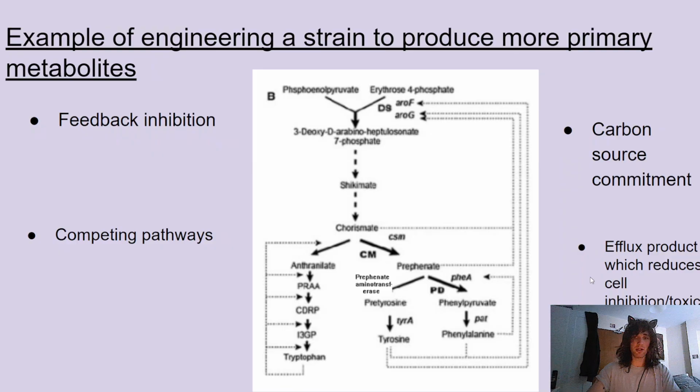Something that I also didn't mention is you can efflux this product, which reduces cell inhibition and cell toxicity, because this is a natural defense mechanism of this cell. I'm sure high concentrations of phenylalanine isn't really too healthy for cell growth. So if we can find a way to efflux this from the cell into the culture medium or wherever it is you have, that will be beneficial to growth again.